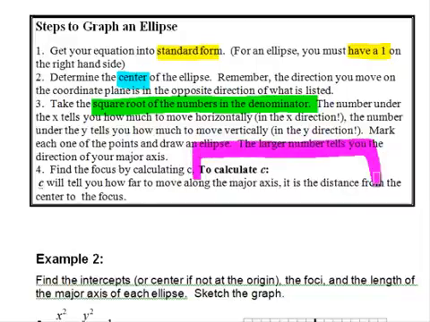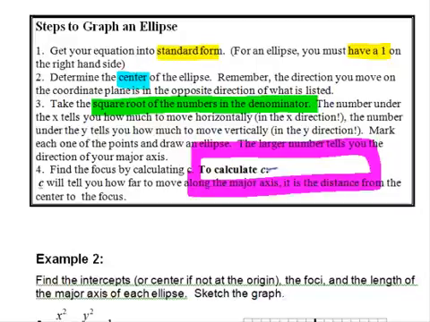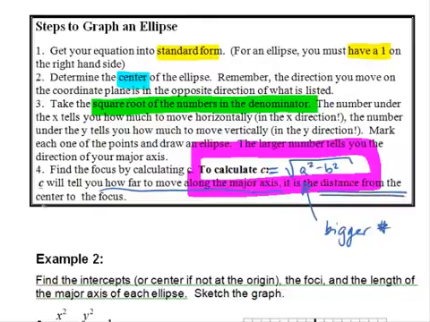So to calculate c, we said it was c squared equals a squared minus b squared. So this is the square root of a squared minus b squared, where a is always the bigger number. This will tell us how far to move along the major axis. It is the distance from the center to the focus. So we'll see that pop up.